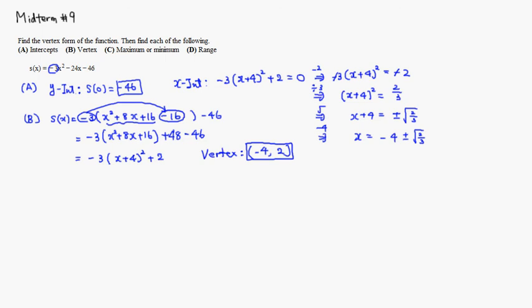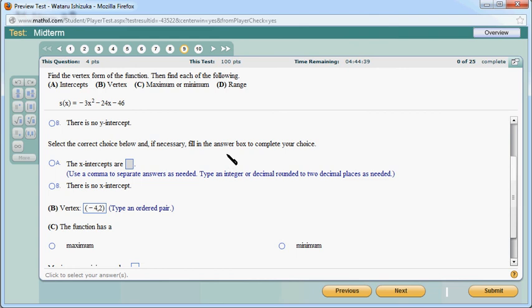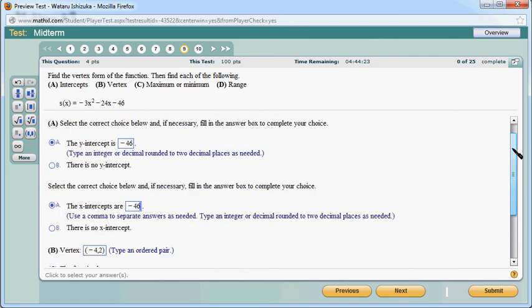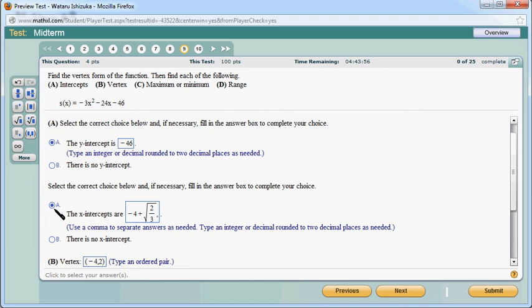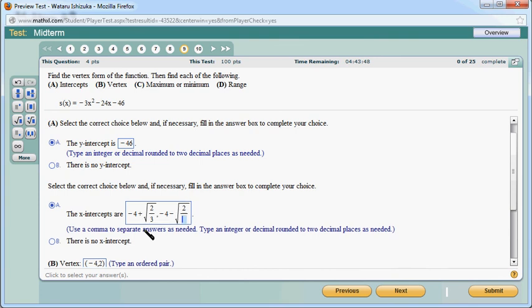All right, so let's go back and fill in the answers. That was the y-intercept, negative 46. So the x-intercepts: negative 4 plus the square root of 2/3, comma, then negative 4 minus the square root of 2/3. So we have that.